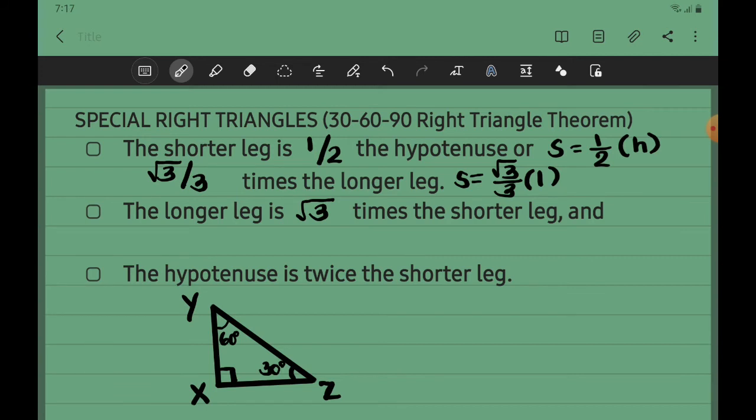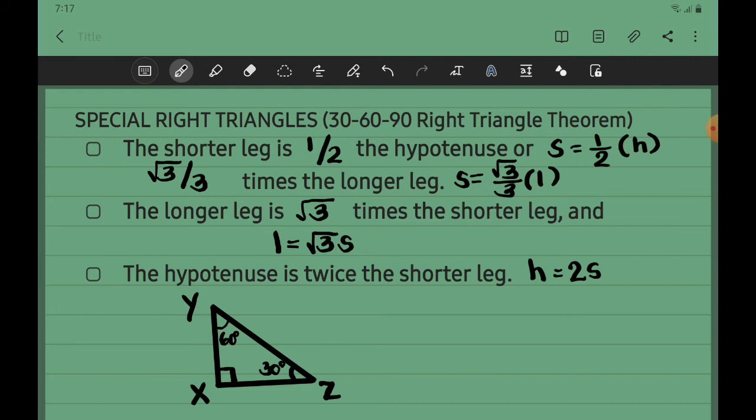And then the longer leg is the square root of 3 times the shorter leg. So if we're going to write the formula, that would be L represents longer leg, and then square root of 3 times the shorter leg, which is S. So we're going to have L equals square root of 3S. And then last, the hypotenuse is twice the shorter leg. So if we're going to write that, that would be H represents hypotenuse. And when we say twice, doble. So that is 2 times S, which is shorter leg.